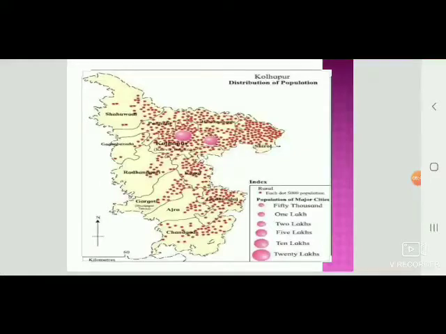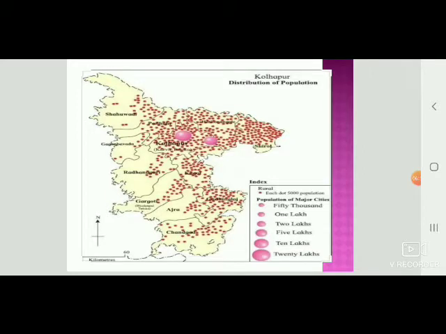There. That is the population of Kolhapur. Wherever there are sparse dots, that is, there is dispersed or scattered population. For example, if you see in the dot of 50,000, we can see the sparse population over there.